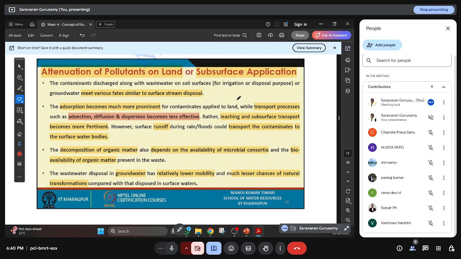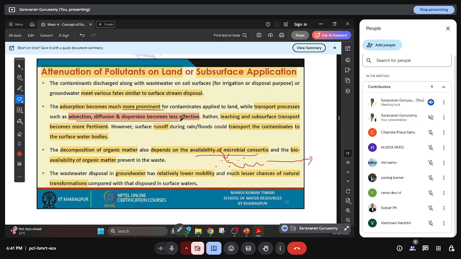So what will happen if you are discharging a pollutant into the land or subsurface? Absorption becomes more prominent. As I mentioned, in river water re-aeration is more prominent, but in subsurface water or land, absorption becomes more prominent because more solids will be there, right? In the land, more solids will be there. I am putting wastewater here, and whenever the wastewater passes through the soil, it gets absorbed, and pure water comes out at the other end. So absorption becomes the more prominent transport process.